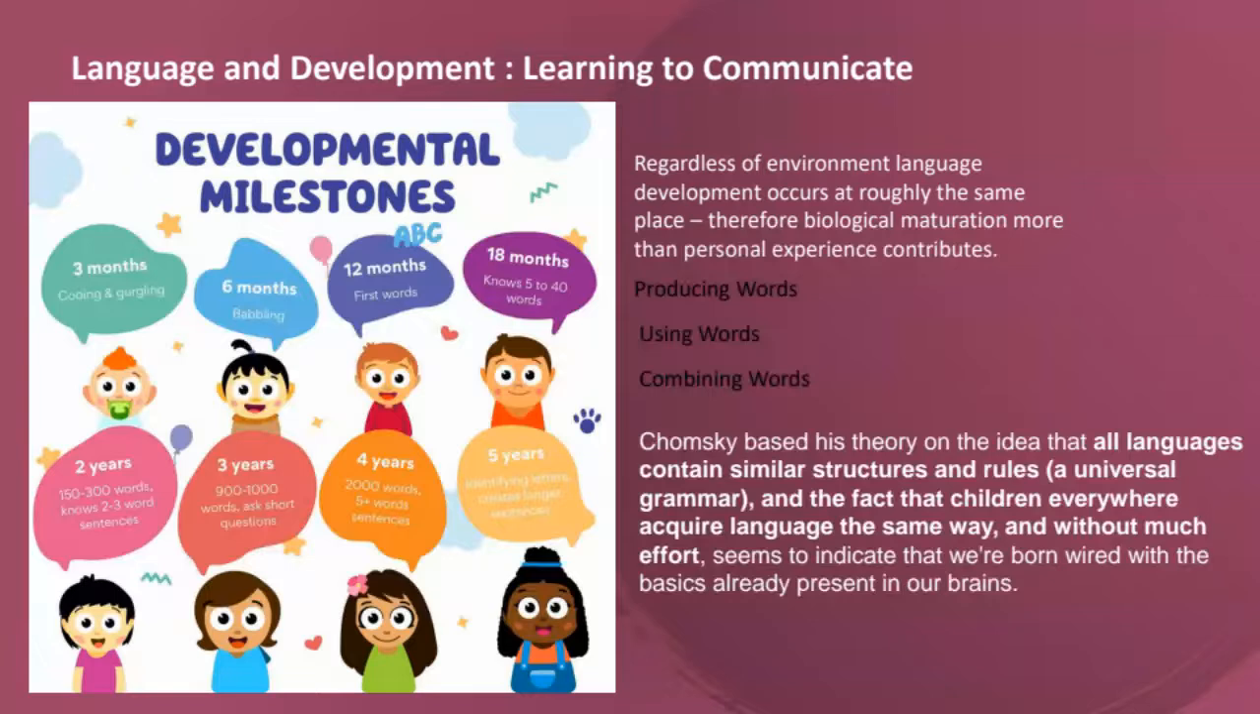One of the theorists who worked around communication is Chomsky. It's not in your book, but it's interesting. His theory says that all language contains similar structures and rules. It's universal. The fact that children everywhere acquire language in the same way and without much effort seems to indicate that we're born wired with the basics already present in our brains. So he spoke about a language acquisition device. Language is very much built into our biology, our ability to speak and to learn to communicate. So that is how communication happens. The role of caregivers can enhance the process with vocabulary, but naturally, children have the ability to learn how to communicate.